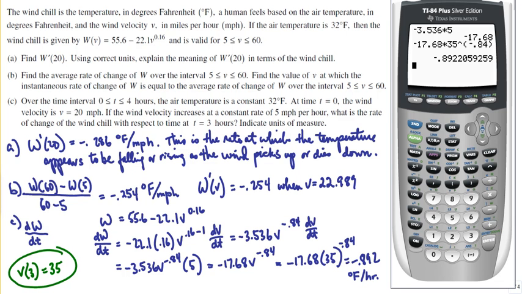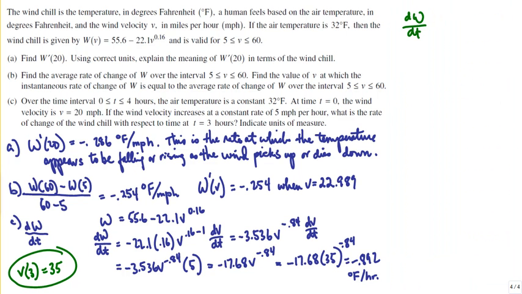So let's step back and take a look at this from another direction. We know that we're looking for dW/dt, but W is a function of v, so we'll have to take the derivative of W with respect to v, and then multiply that times dv/dt, because that will give us dW/dt. Once again, we've already stated that dv/dt, the rate at which velocity is changing, is 5 miles per hour. We're told the wind velocity increases at a constant rate of 5 miles per hour, so dv/dt is equal to 5.